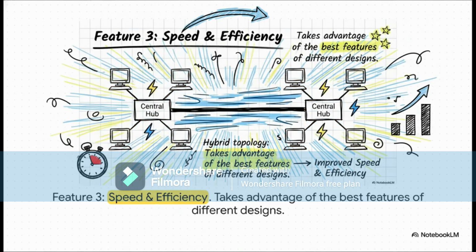And finally, superpower number 3, speed and efficiency. Because you're mixing and matching, you get to pick the best parts of each design. So you can have those simple, easy-to-manage star networks in the departments, but then use a super fast, heavy-duty bus or ring for the backbone to transfer big files between them. You literally get the best of both worlds.